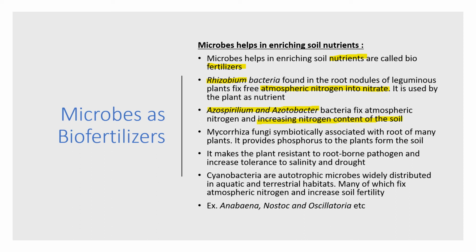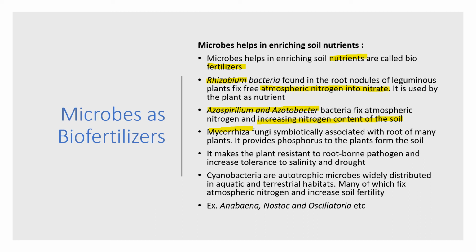Next example, Mycorrhiza. Mycorrhiza are fungi symbiotically associated with the roots of plants. Many members of the genus Glomus form mycorrhiza. It provides phosphorus to the plant from the soil. It makes the plant resistant to root-borne pathogens and increases tolerance to salinity and drought.